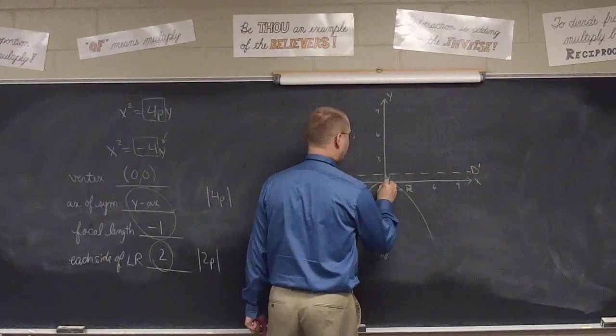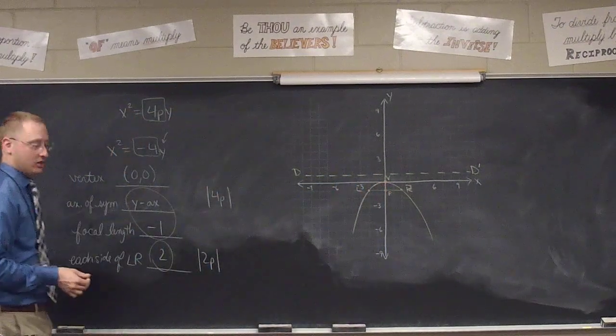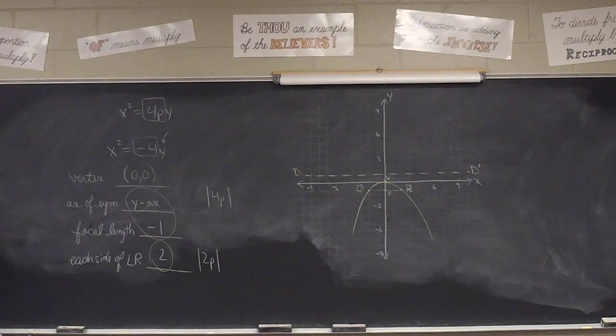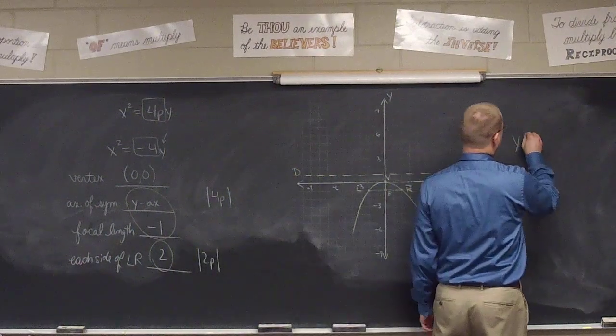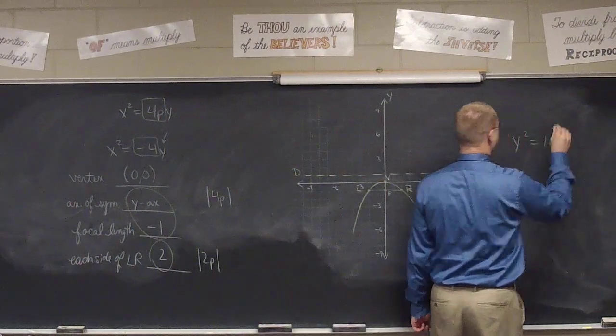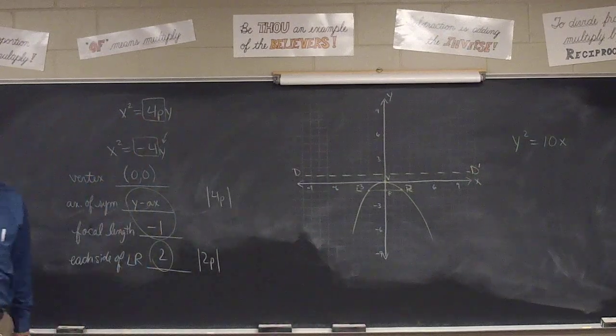Again, graphed quickly by simply analyzing the equation, hence analytic geometry. Let's do another one on the same graph, but maybe switch to a different color of ink, or if you use pencil, use pen. If you used pen, maybe use pencil. Let's take a look at this one now. y squared equals 10x.